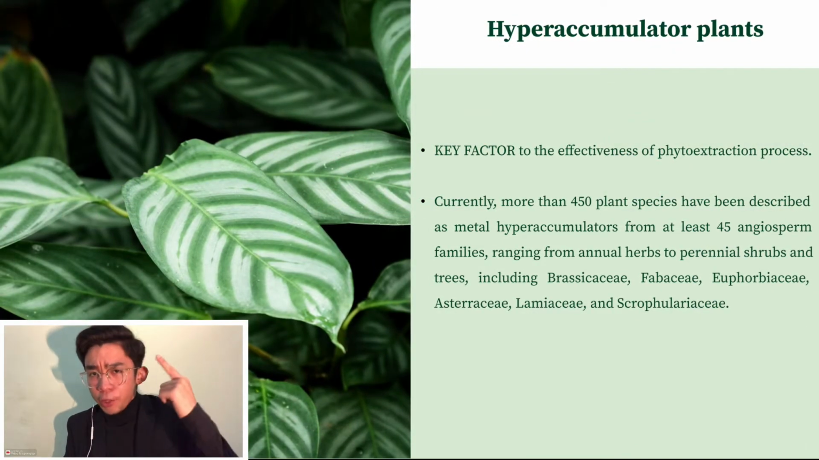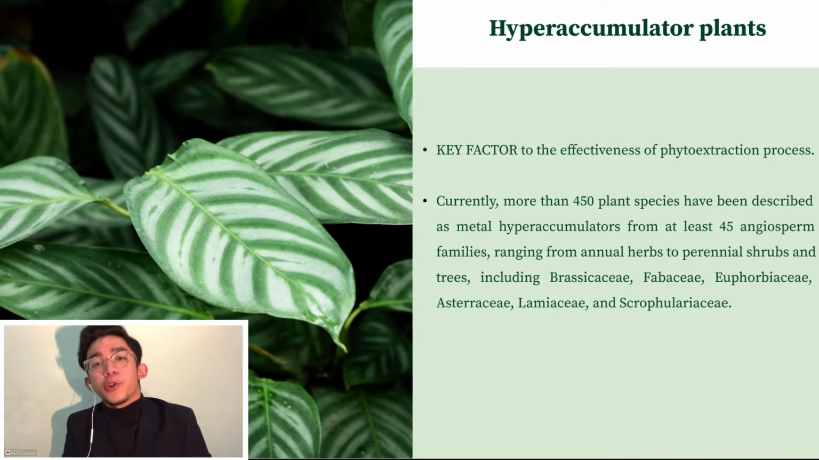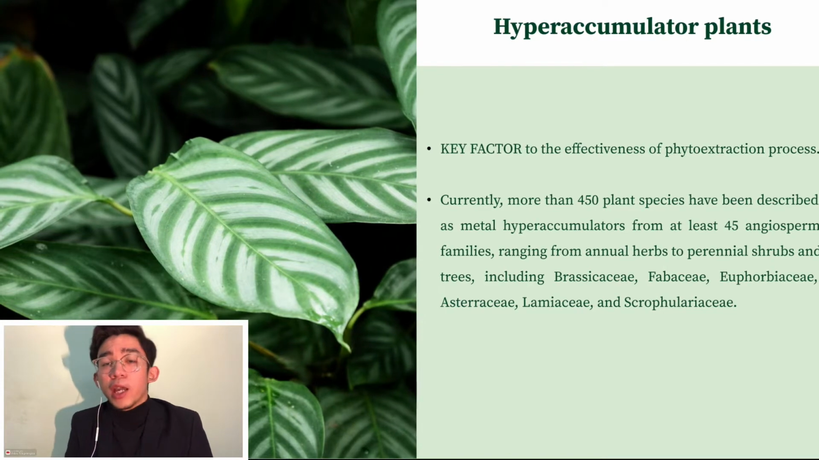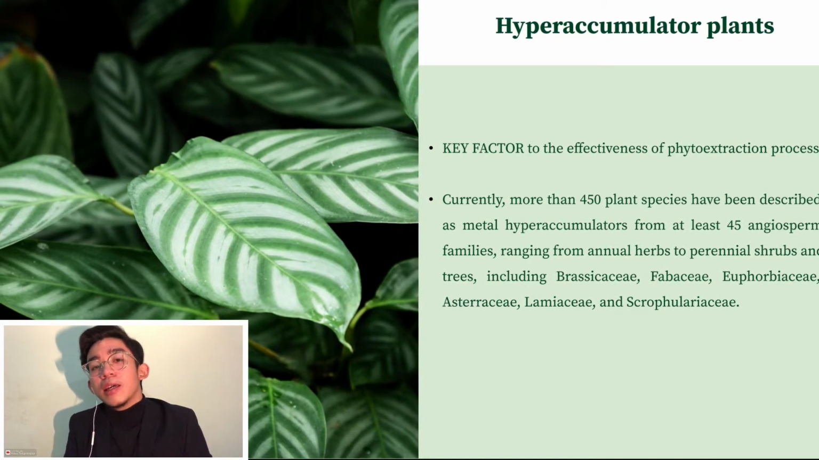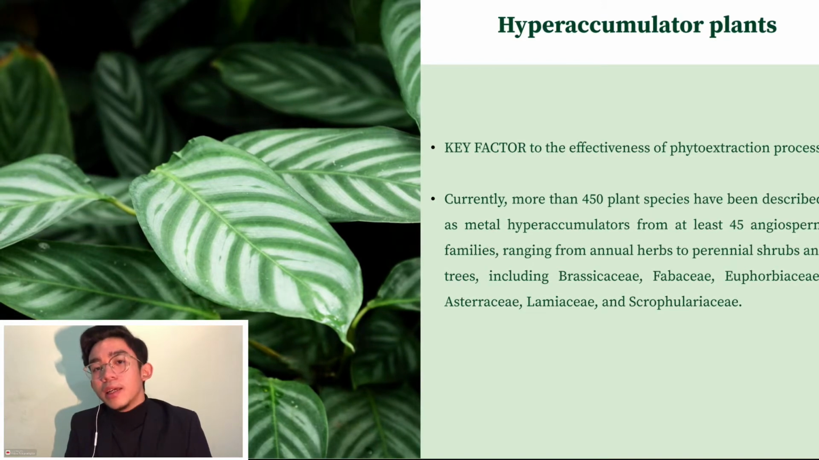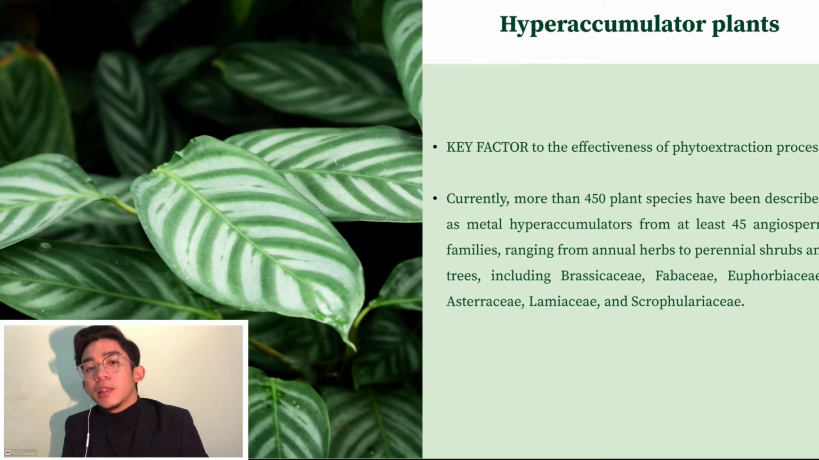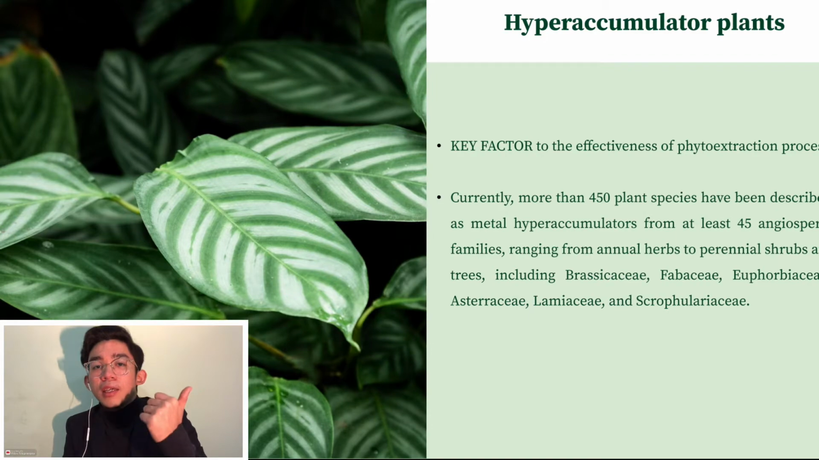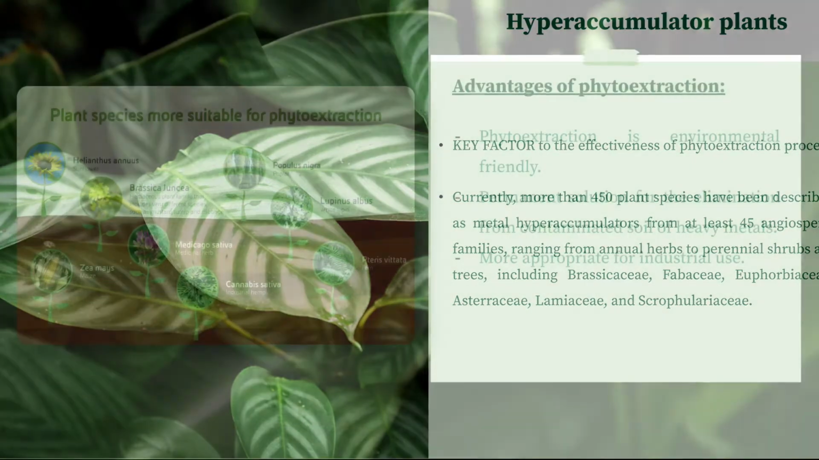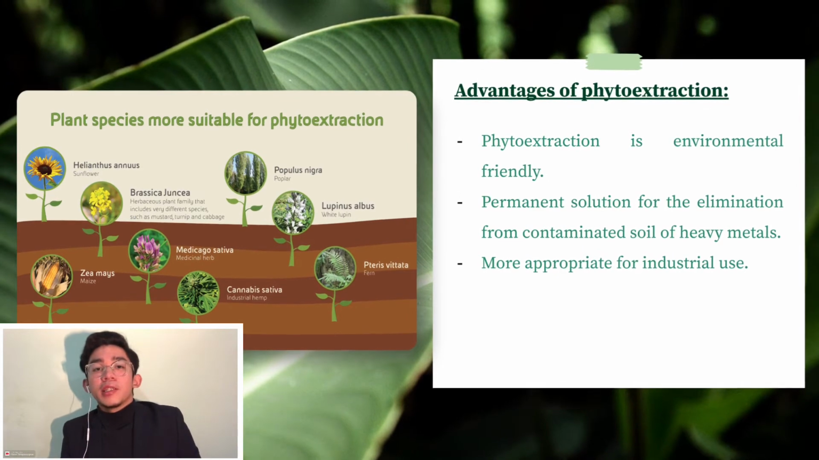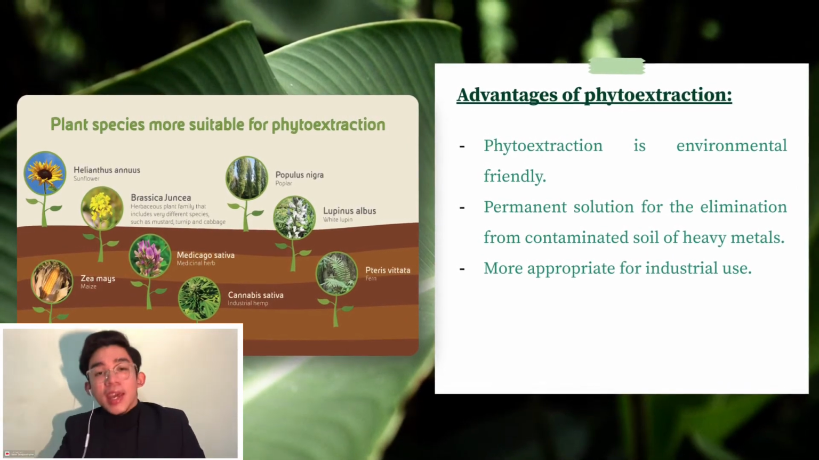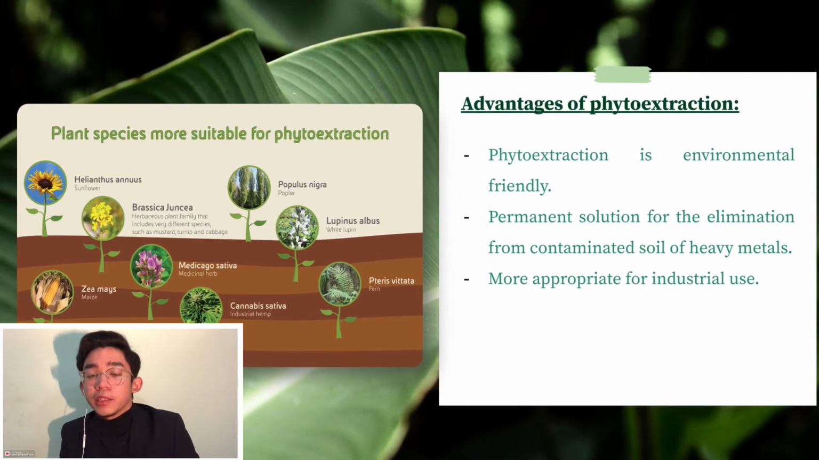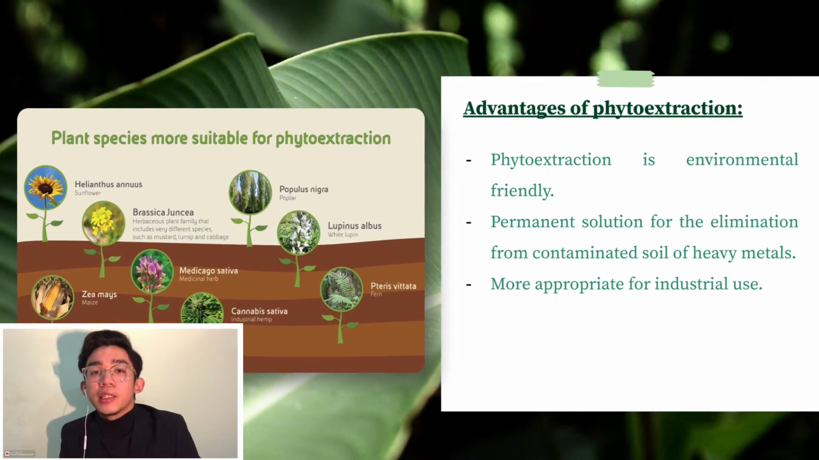Hyperaccumulator plants are the key factor to the effectiveness of the phytoextraction process. It is a plant species that shows no phytotoxicity symptoms and is able to accumulate very high levels of heavy metals in its parts above the ground. Currently, there are more than 450 plant species that have been described as metal hyperaccumulators, including the families Lamiaceae, Asteraceae, and Brassicaceae. Advantages of phytoextraction are: this process is environmentally friendly. It is also a permanent solution for elimination of heavy metals from contaminated soil. This makes it suitable for industrial use development.